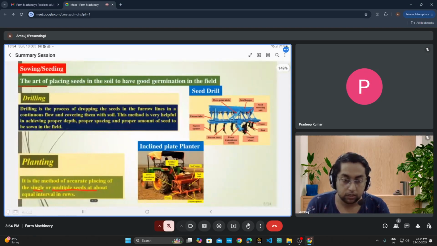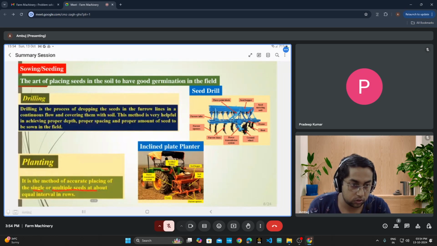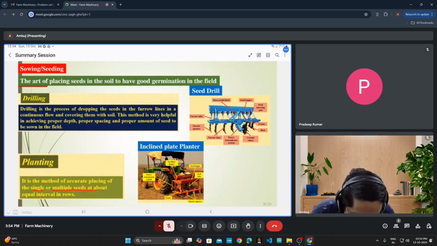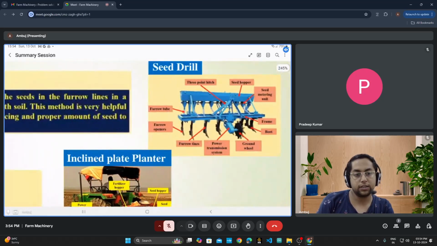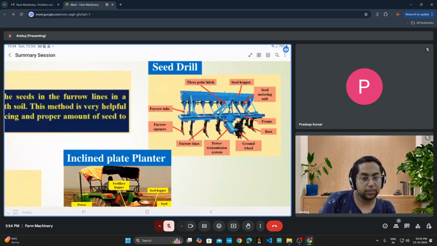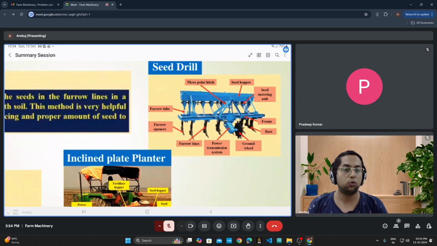Now moving forward to sowing or seeding. It is the art of placing seeds in the soil to have good germination in the field. This is the definition of sowing or seeding. In the seed drill picture at the side, you can see it has different components: a 3-point hitch system, seed hopper, seed metering unit, furrow tube, furrow openers, furrow tines, power transmission system, ground wheel, and frame or boot. This is regarding your seed drill.